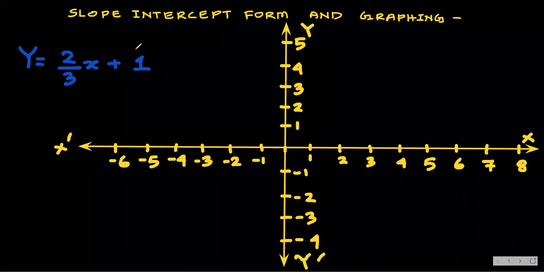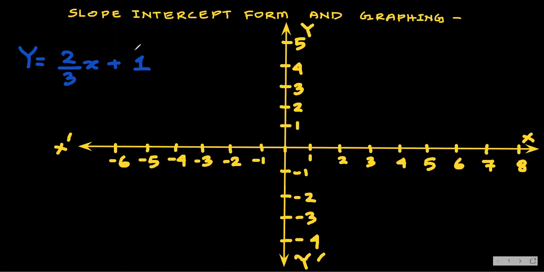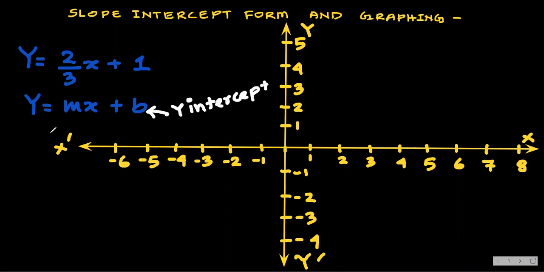Hi, so today we are going to learn how to graph an equation which is in the form of slope intercept form, y equals mx plus b. This is the standard slope intercept form, where b is the y-intercept and m is called slope. That's why it's called slope intercept form.